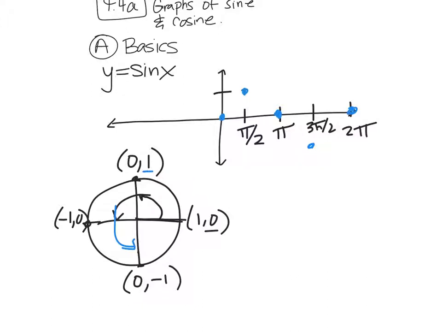And so the sine wave looks like this. Nice and curvy. Don't make them pointy. They're not pointy. Nice curves like this. And it keeps going in both directions forever and ever. And that's the sine wave.